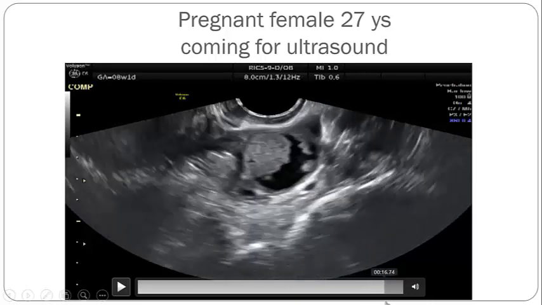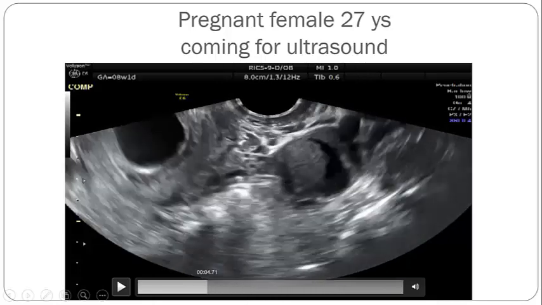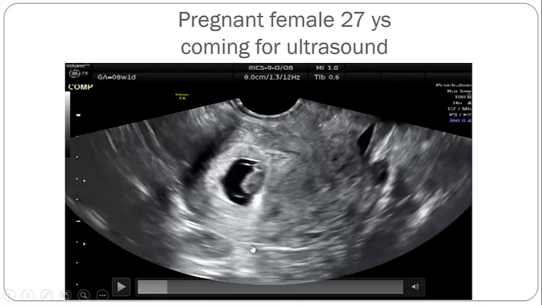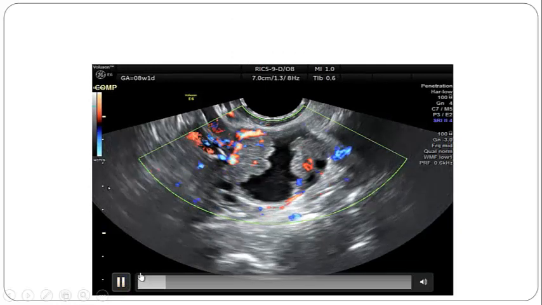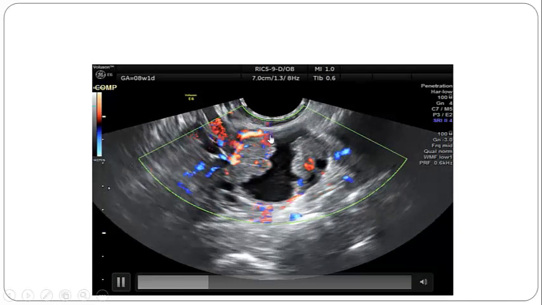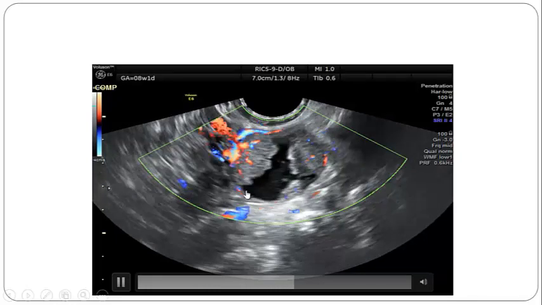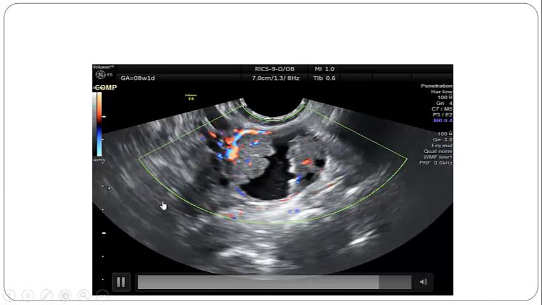So what could it be? And what we should do in this setting, you must put Doppler. And here is the Doppler of the case. So these solid parts, lobulated outline, they are vascular on color Doppler.